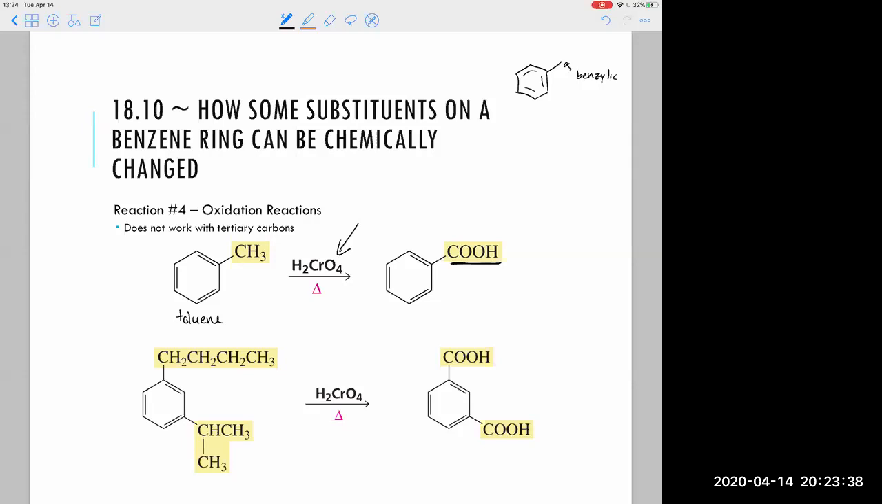So an example of something that will not get oxidized is if you have a tertiary carbon there, there will be no reaction here. All right, but methyl, primary, and secondary benzylic carbons will all be oxidized all the way to a carboxylic acid. The only ones that don't are tertiary benzylic carbons. And again, benzylic means one removed from that benzene ring. This isn't something that we have a mechanism for or anything like that. Just something that you have to know.